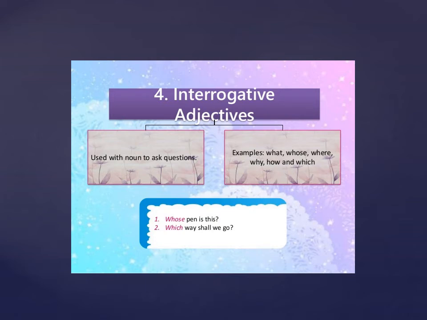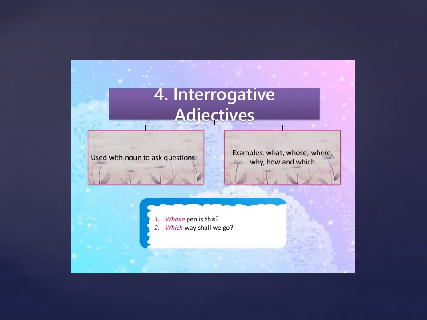Number 4 is interrogative adjectives. Interrogative adjective means used with a noun to ask a question. Mostly those WH words: what, whose, where, why, how, and which. Whose pen is this? So the pen is described here with the interrogative adjective whose.